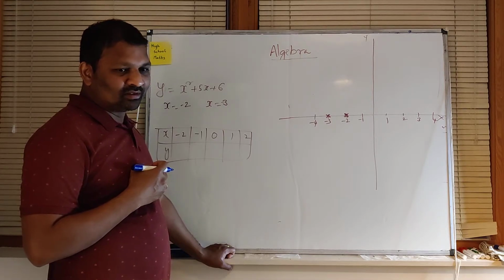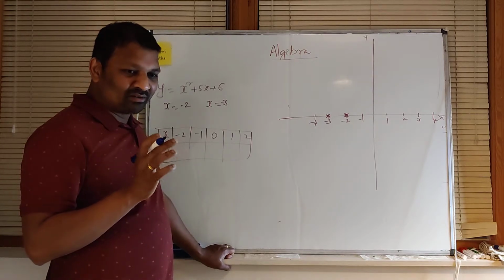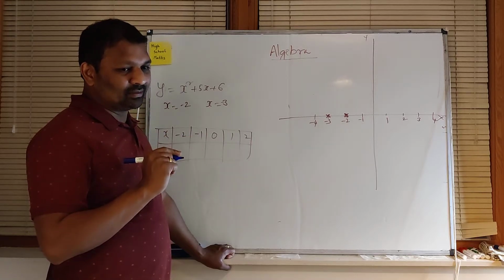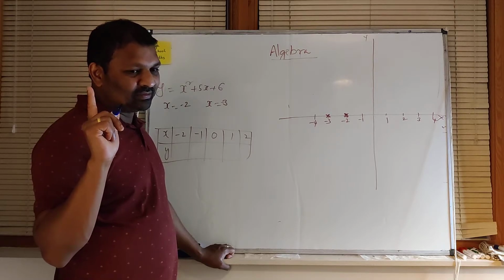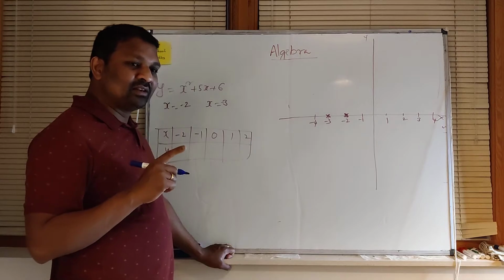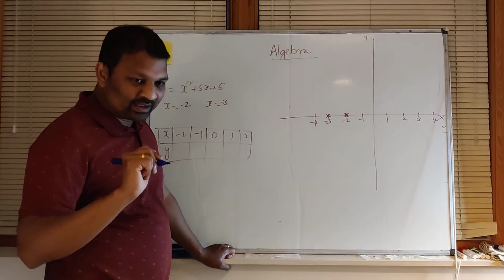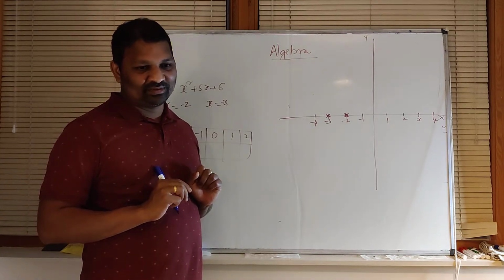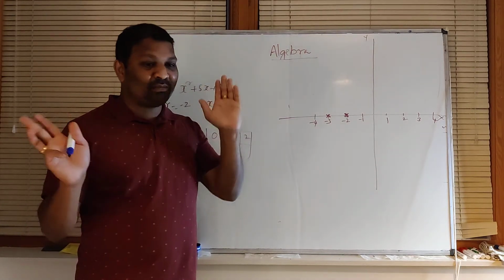Even if it is x to the power of 10, even if it is x to the power of 20, there is only one shape, and that shape will not be repeated. Even if it is x to the power of infinity, infinity will go on, and it will cut the x-axis infinite times. But it only has two arms, the right arm and the left arm.